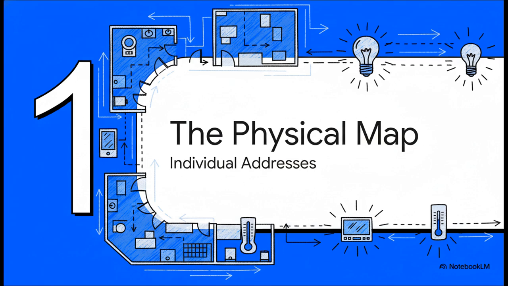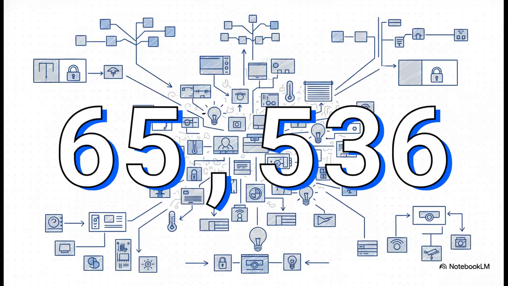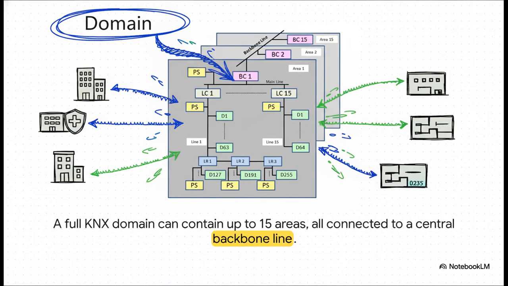You just give every single device its own unique identity based on its exact location in the network, and we call this its individual address. Now, a single KNX system can handle, get this, over 65,000 unique devices. That is a huge number. So to manage that kind of scale without it becoming an absolute nightmare, the entire network is organized into a really clear hierarchical structure. Let's think of the whole system as a city, right?